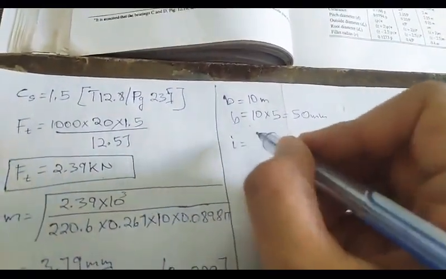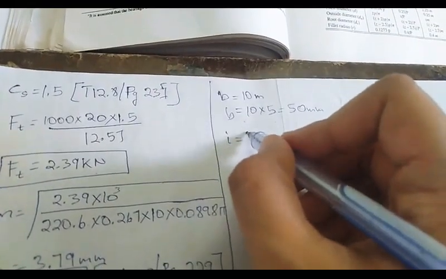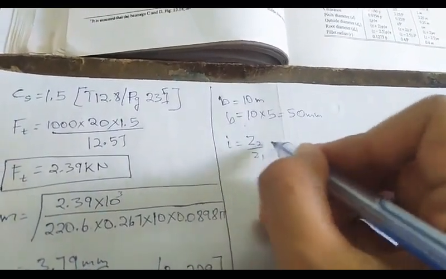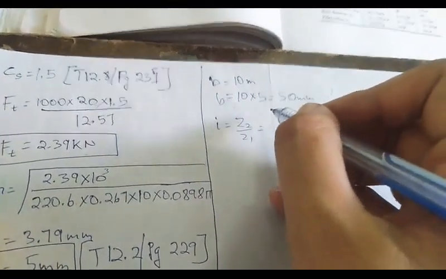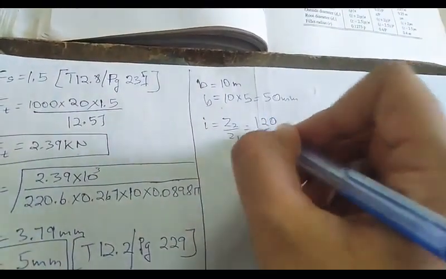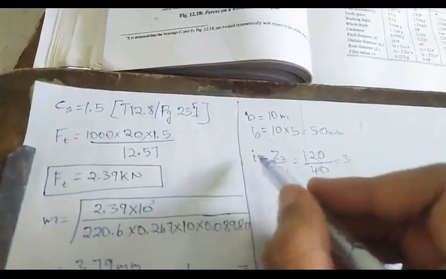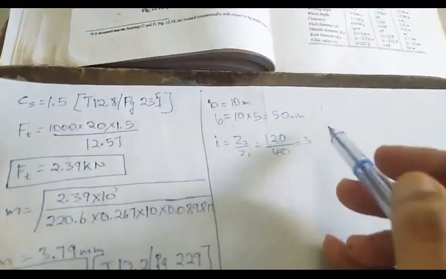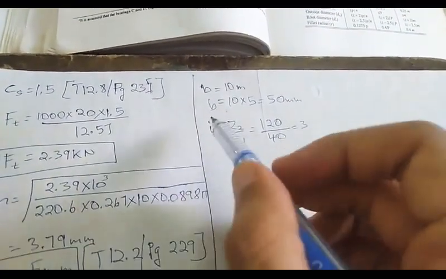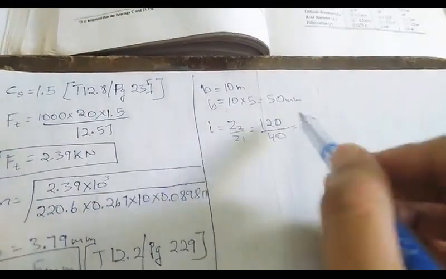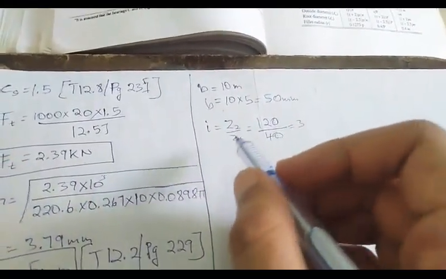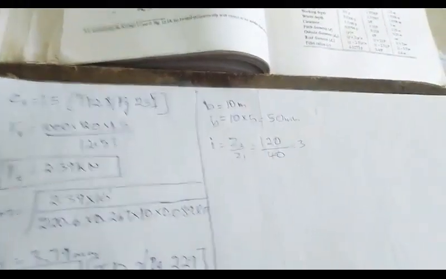Also, we shall check for gear ratio by considering number of teeth Z2 by Z1. So Z2 and Z1 is 120 and 40. So again I'll get 3. So I is 3. In question also they had given the value of I as 3. So it is suitable, it is correct. Now we can proceed further.